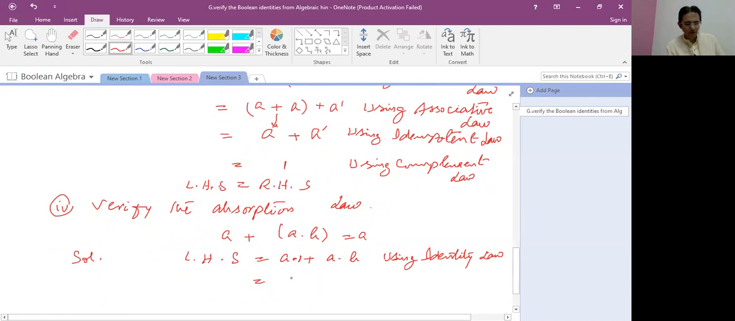In the next step, student, when we apply the distributive law, A dot B plus A dot C is equal to A dot B plus C. Sorry for that, 1 plus B. When we take A common, it is the first term A, it is B, and it is C. So A dot 1 plus B using distributive law.